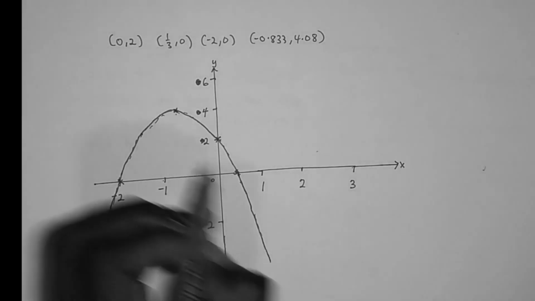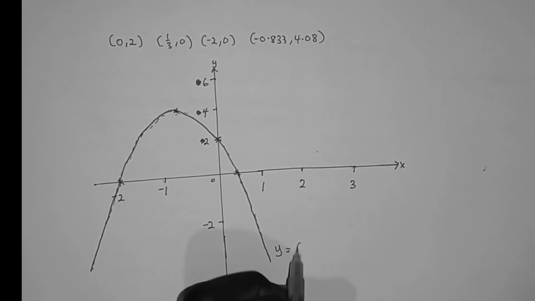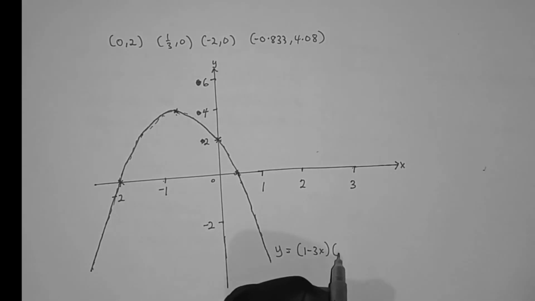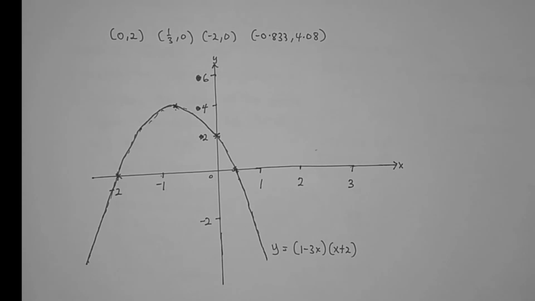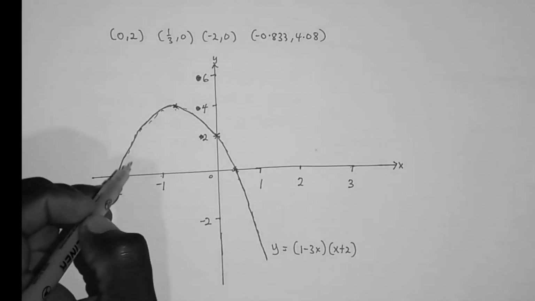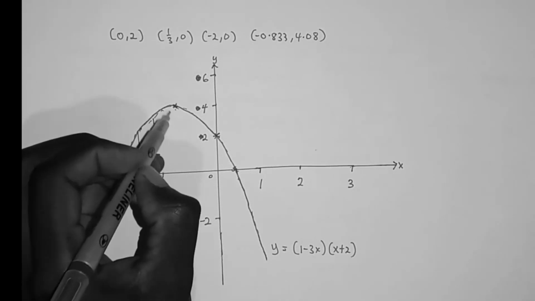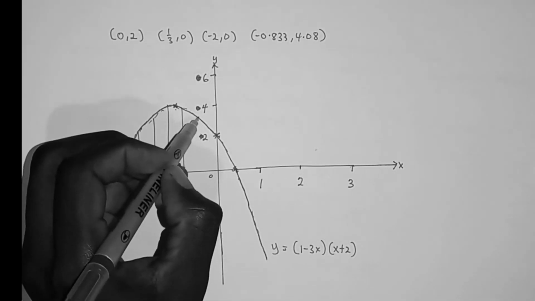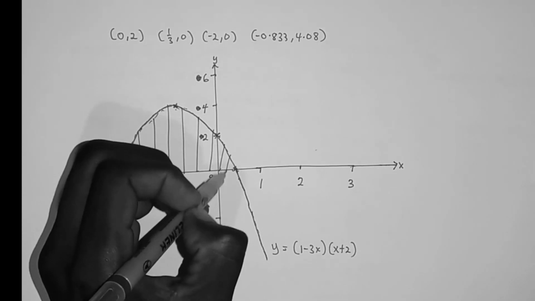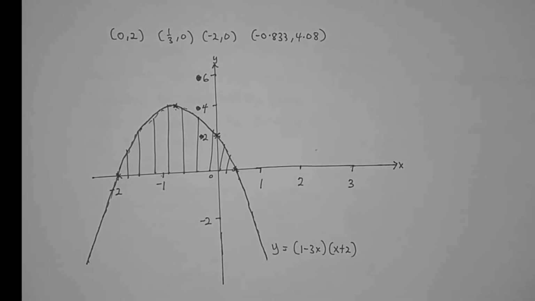And this is the graph of y equals (1 minus 3x) times (x plus 2). Then the second part of the question is we should find the area of the finite region bounded by the curve y and the x-axis. The curve and the x-axis is talking about the area of the region in this space. So this is the area that we are supposed to find.